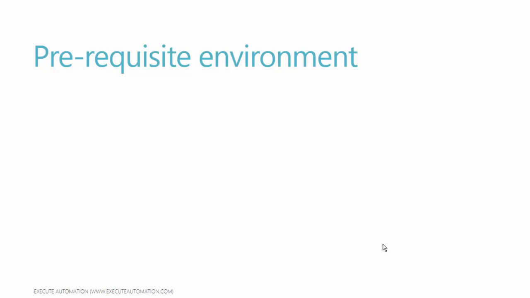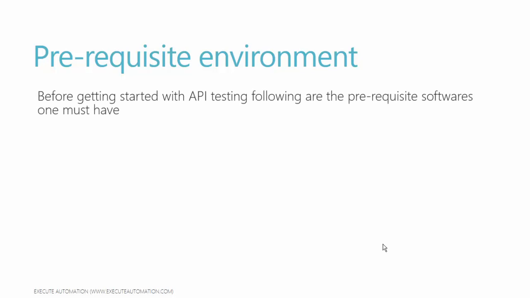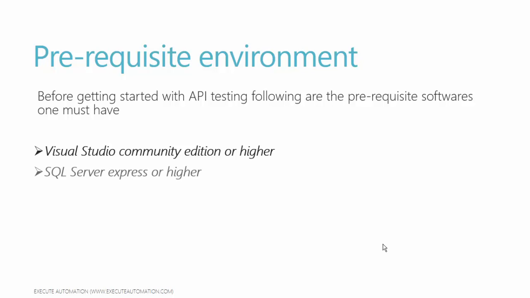Prerequisite environments. Before getting started with API testing, following are the prerequisite software one must have on their machine. The most important software is Visual Studio Community Edition or higher, because this is the tool we're going to use for our API testing. SQL Server Express or higher is much recommended because some of the database operations that we're going to perform for this video series are going to rely on SQL Server.